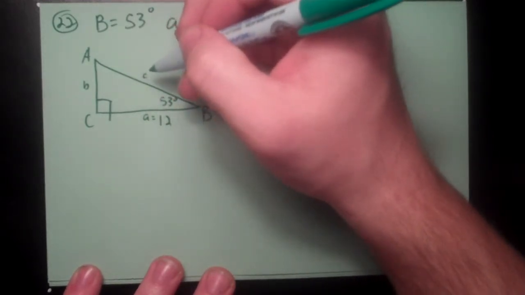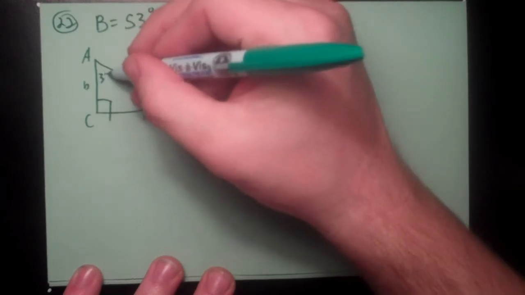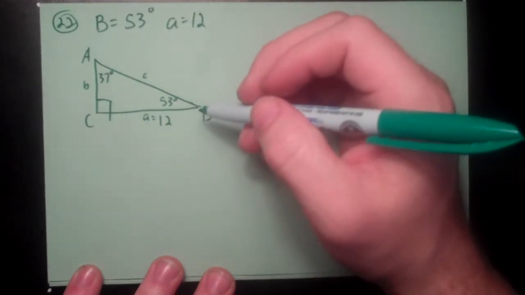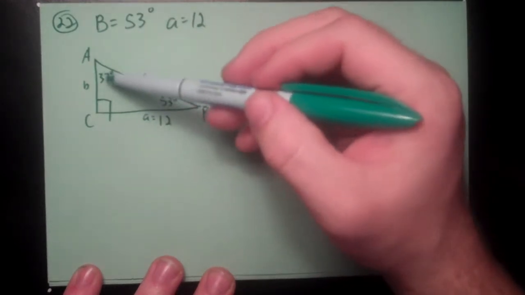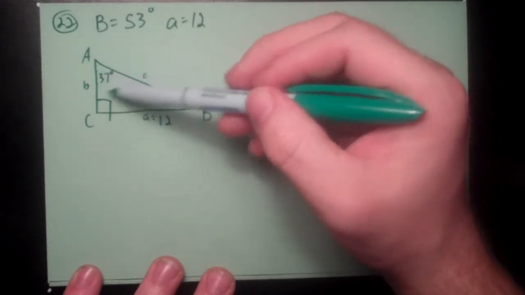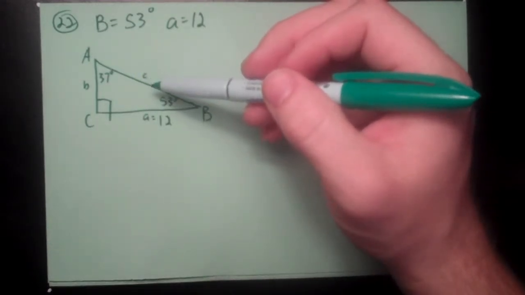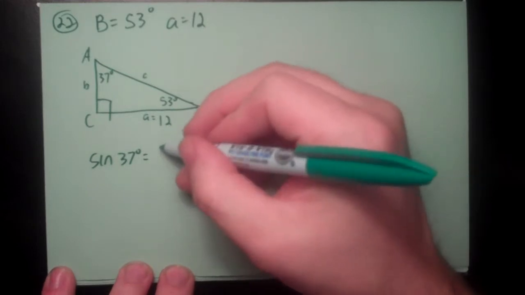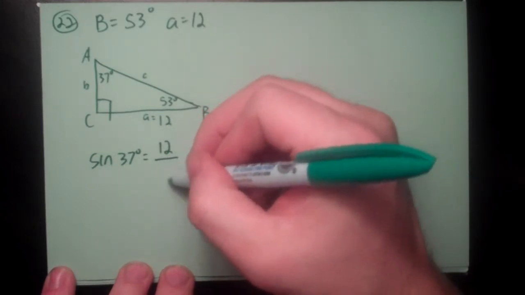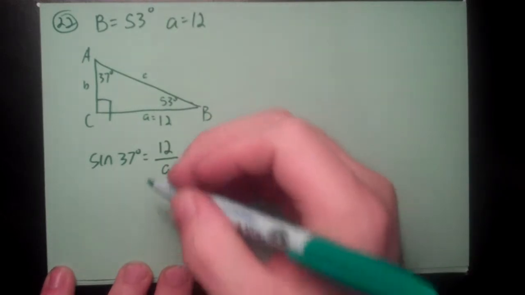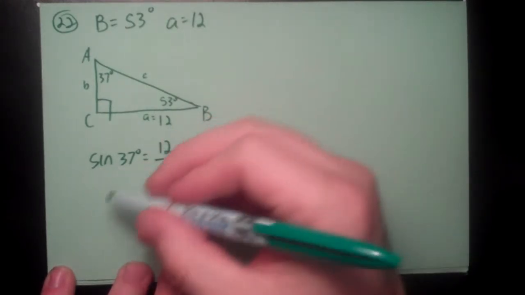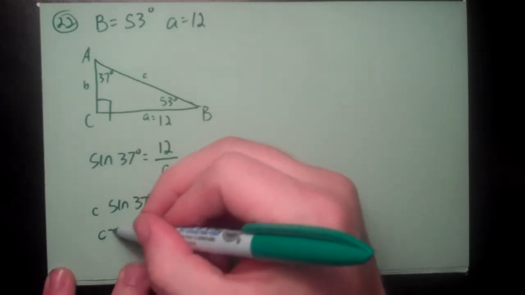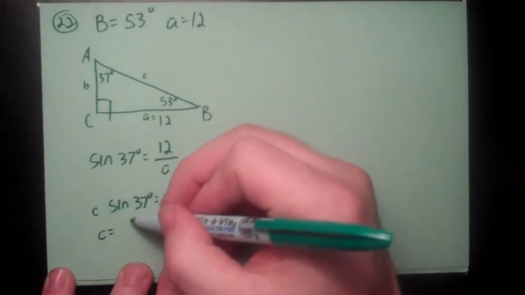Something pretty simple: you know this angle and this angle, so you can find this angle. It would be 37 degrees. And let's say we just want to use one of the ratios that involves an angle that we know, a side that we know, and a side that we don't know. So we could say that the sine of 37 degrees is equal to the opposite side over the hypotenuse, which is c. And then we could solve for c, multiply by c on both sides, and we have c times the sine of 37 degrees equals 12. And then divide by sine of 37 degrees on both sides.